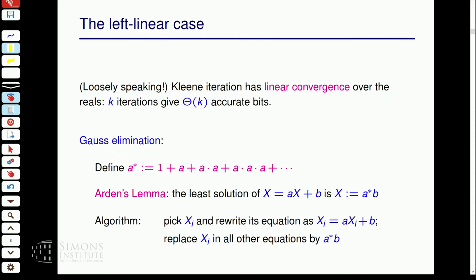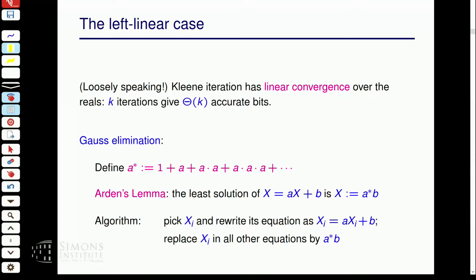Something also important is that for left linear systems, you have Gauss elimination, where you define the star of a semiring element like this. This is defined because we have an omega continuous semiring. Then Arden's lemma tells you how to solve, in quotes, linear equations of this form: the least solution of an equation like this is A star B. This immediately gives you an algorithm for solving systems of linear equations, assuming that you know how to compute A star.